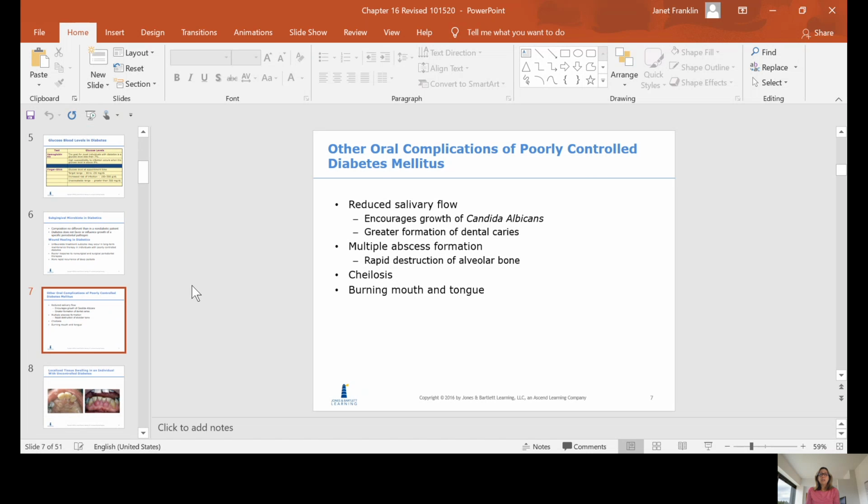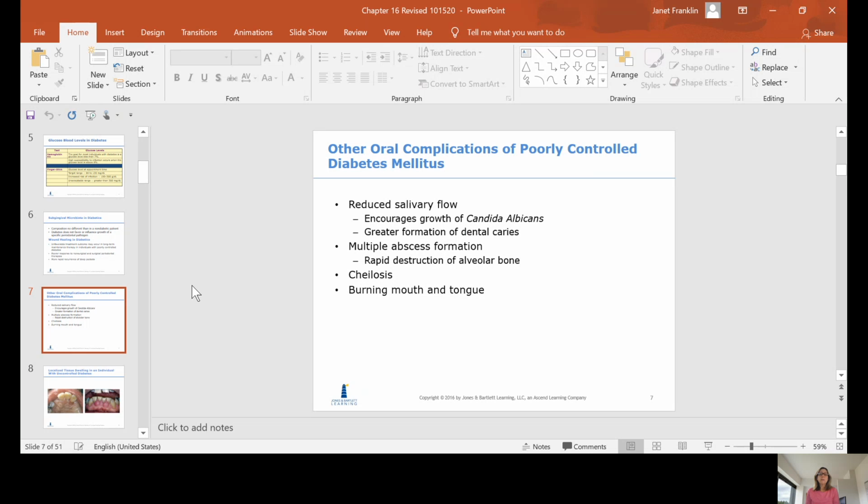Other oral complications of poorly controlled diabetes include reduced salivary flow. If a patient who has poorly controlled diabetes has a reduction in salivary flow, they're at a greater risk of an infection called Candida albicans, which appears in the mouth as a white, yeasty looking infection, or a greater formation of dental caries. So dry mouth allows for more plaque formation and dental caries.